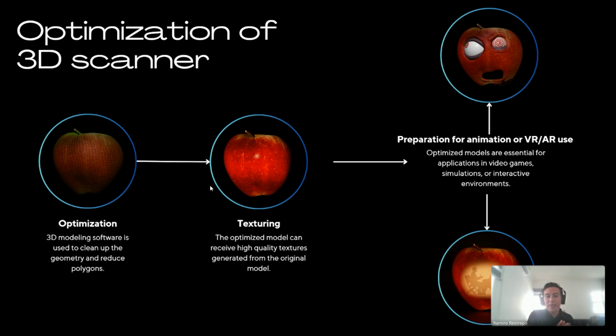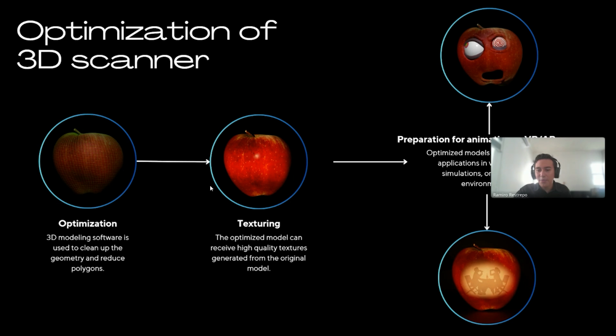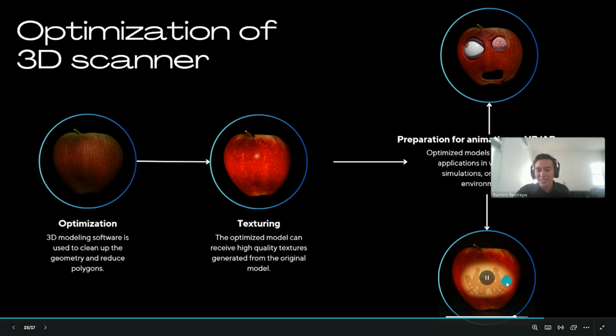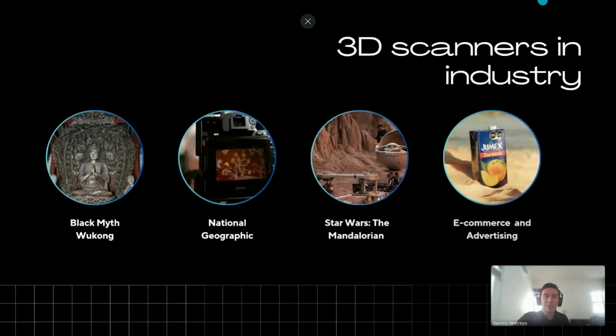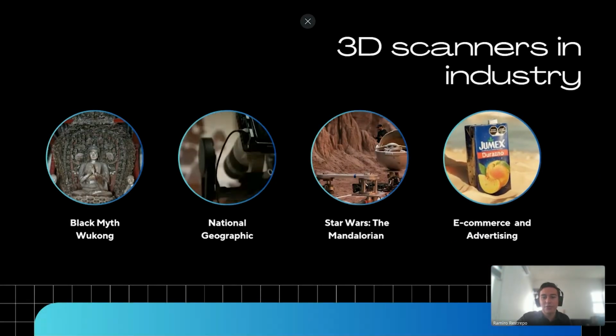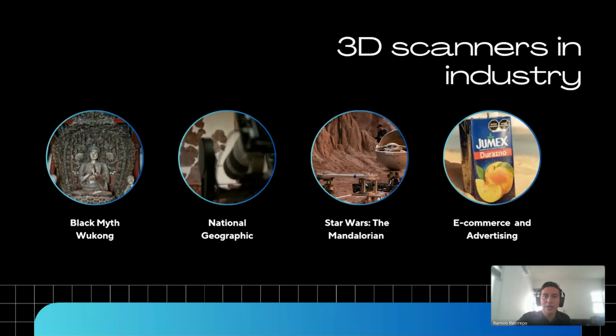And also, this prepares the model for animation and for VR and augmented reality use. You can use your models to make characters or to build environments. In this case, we made a scene inside the apple. So the imagination is the limit. And well, let's look at some examples of how photogrammetry is used in the industry.